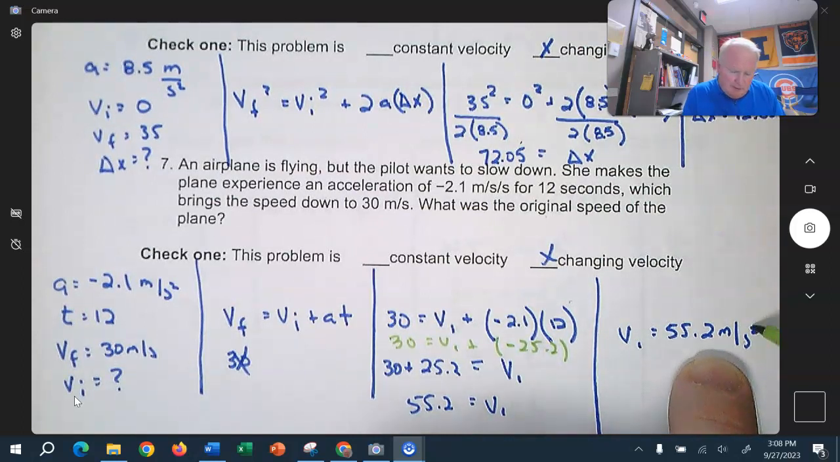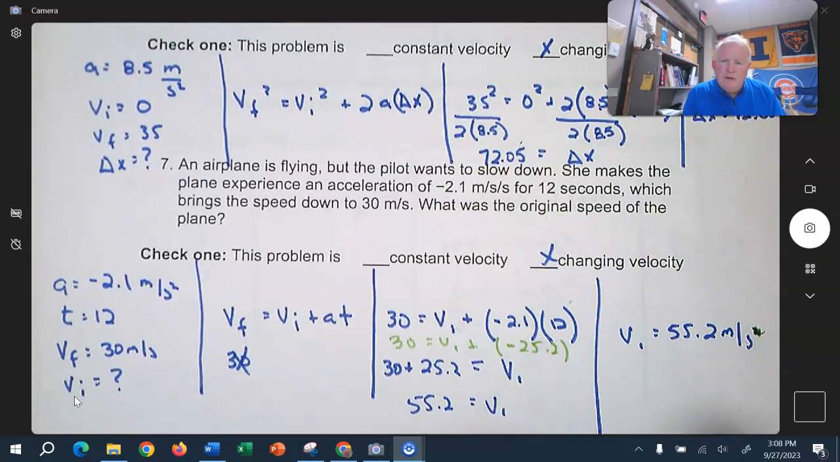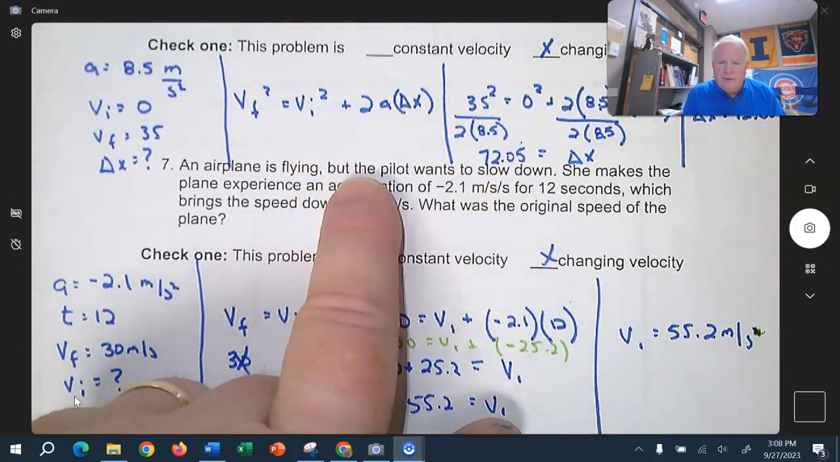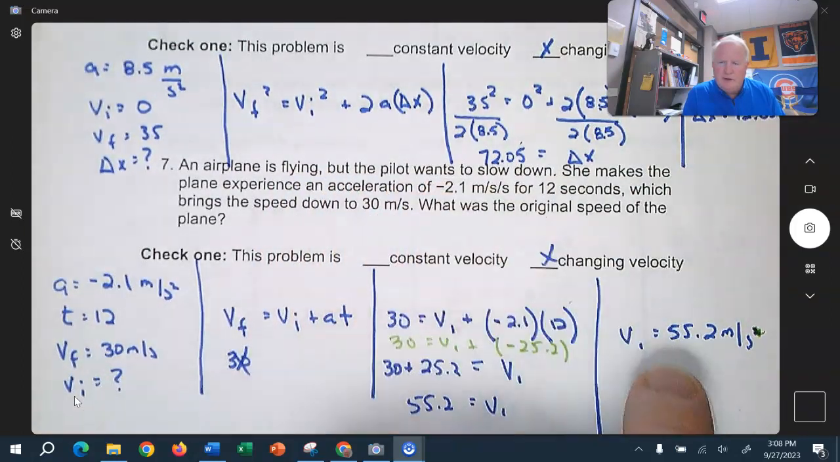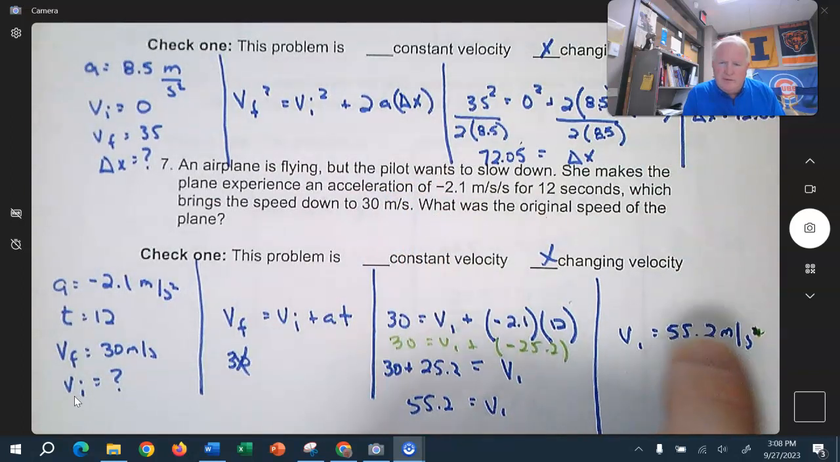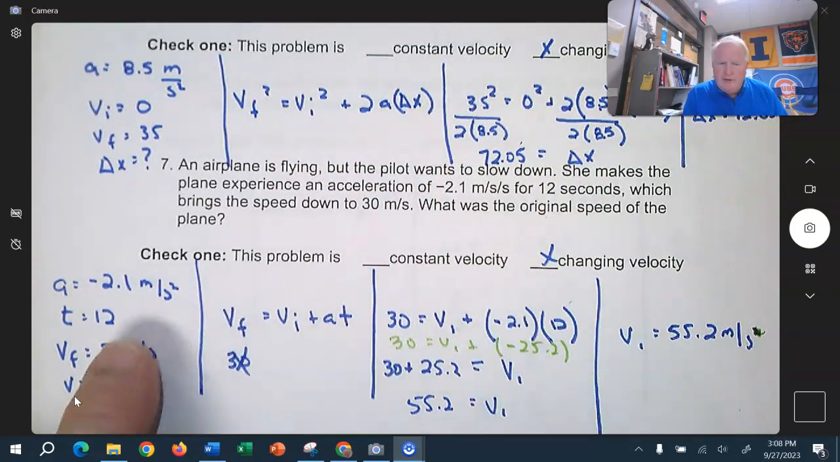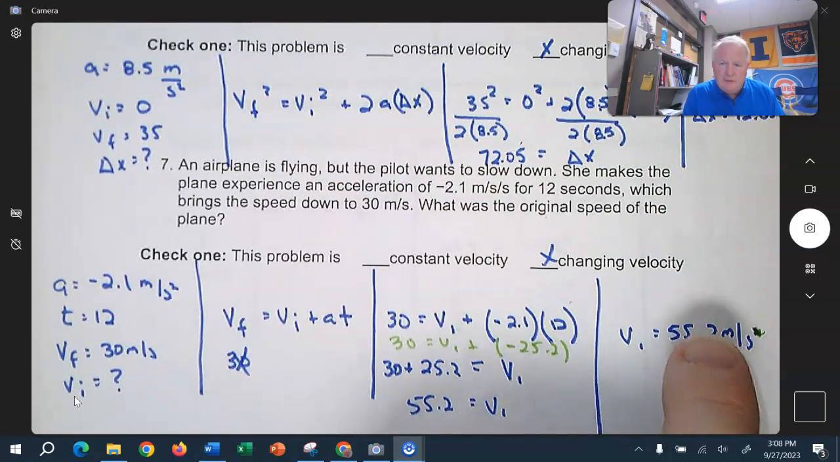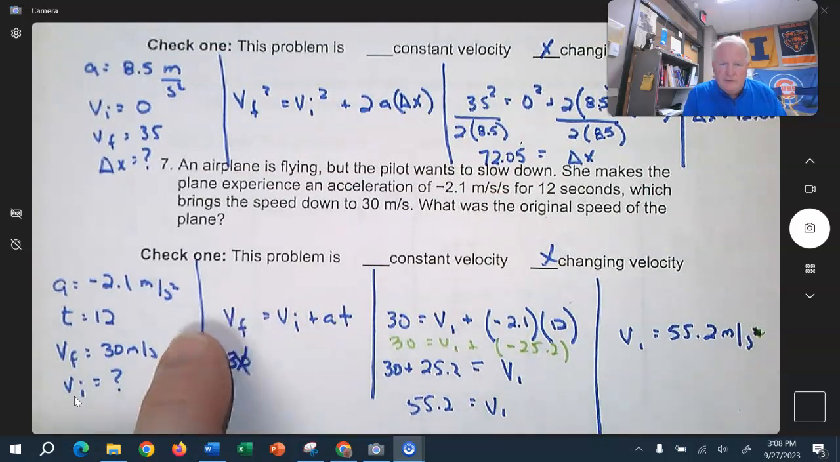And I see that I made a mistake even, because I forgot the unit, it's meters per second. And I say to myself, does this make sense? So I go back to the question. It says an airplane is flying, but the pilot wants to slow down. So I have an initial velocity of 55.2 and a final velocity of 30. I have a number that's faster to start, and that makes sense, because they should be able to slow down from this number to this number. It's worthwhile to think about it for a second and say, okay, yes, I have the right number.